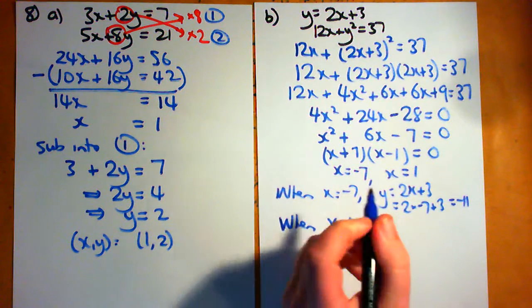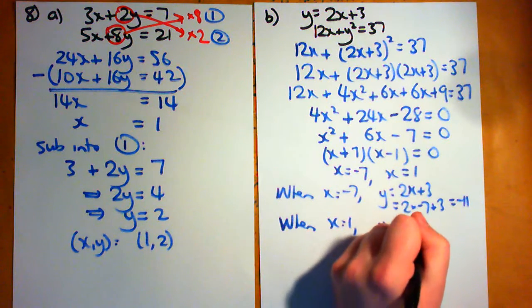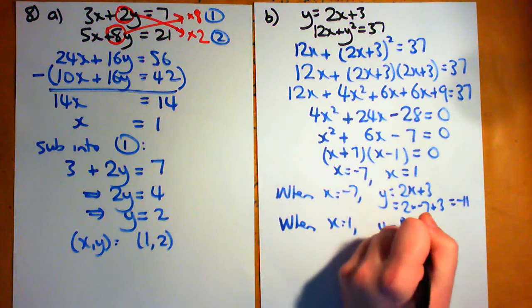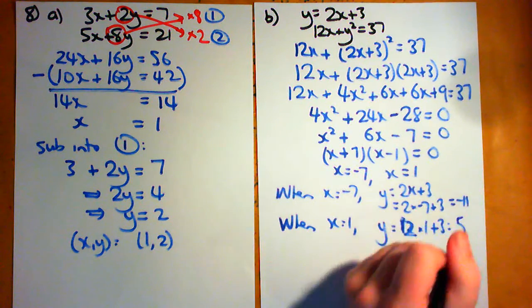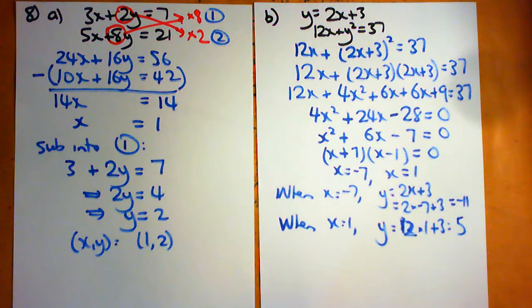Okay, so when x equals 1, y equals 2 times 1 plus 3, which is going to be 5. And let's check that that satisfies equation 2. 12x is 12 times 1, which is 12. y squared is 5 squared, which is 25. 12 plus 25 is 37.